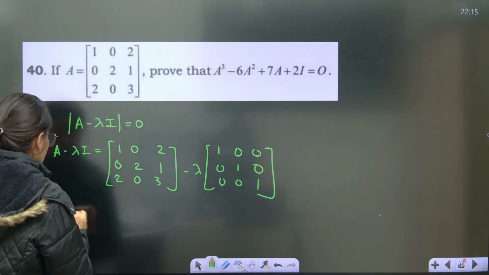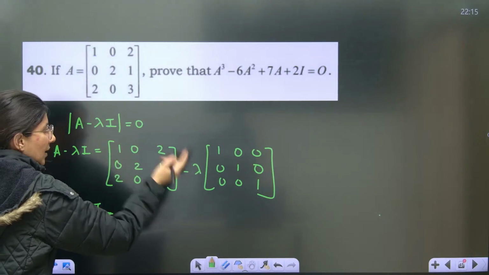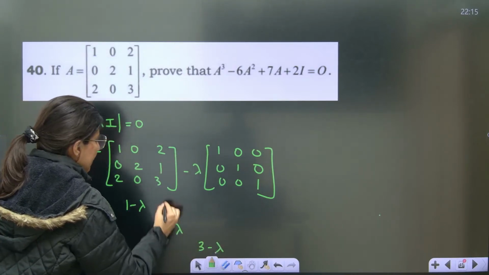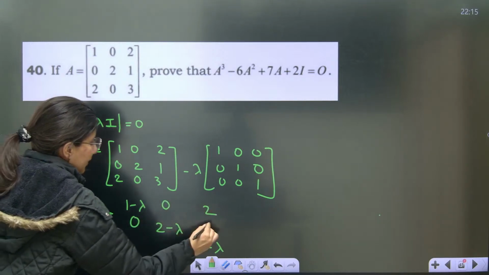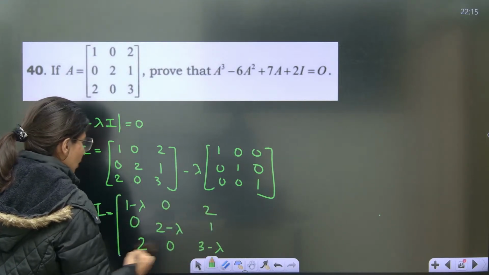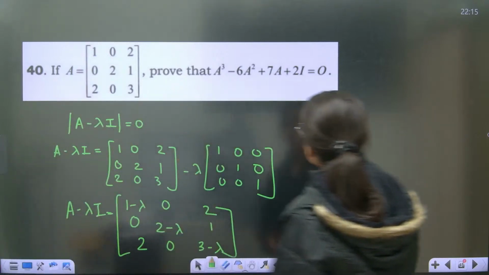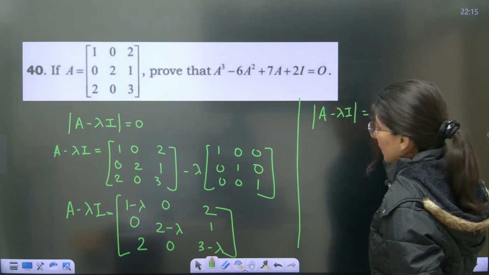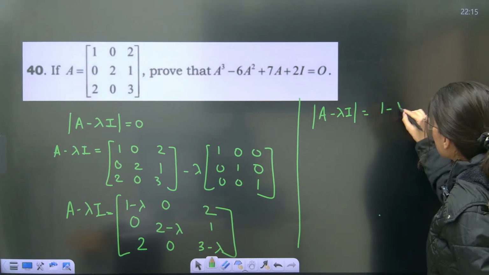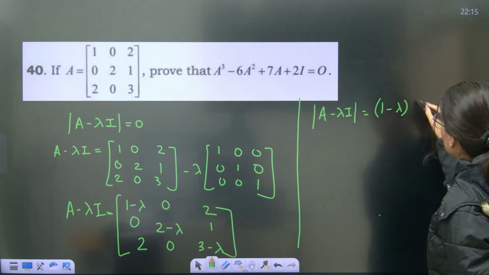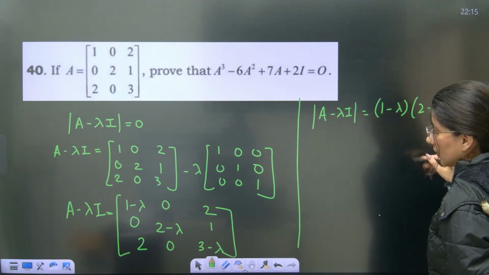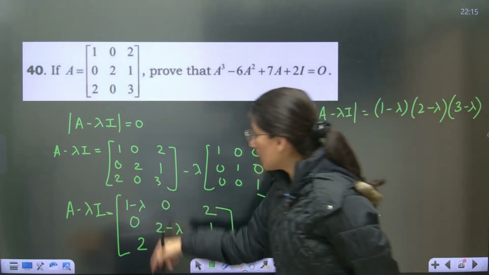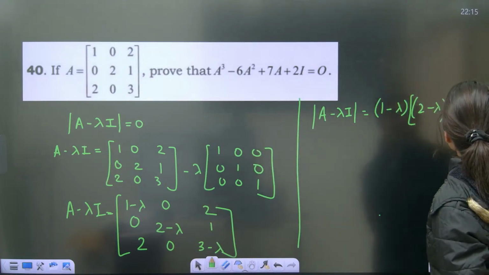Now multiply. A minus lambda I will be what? Directly 1 minus lambda, 2 minus lambda, 3 minus lambda on the diagonal. Rest everything will be 0 if you operate it, if you solve it. This is your matrix. Now take the determinant and make it 0. So the determinant of A minus lambda I is equal to 1 minus lambda, 2 minus lambda, 3 minus lambda. Opening of the determinant, 1 minus lambda, and we are having this.